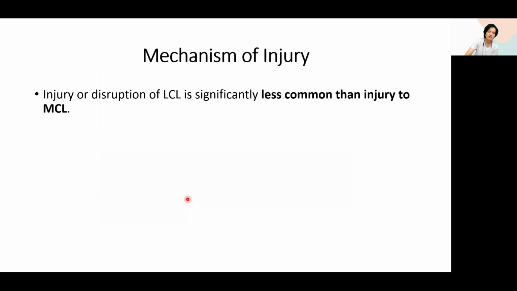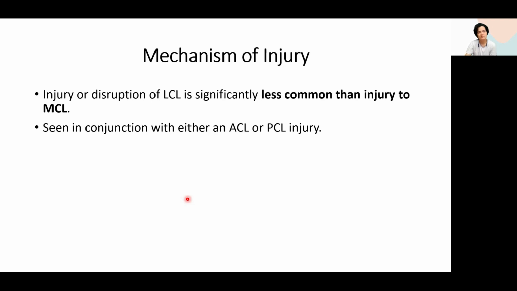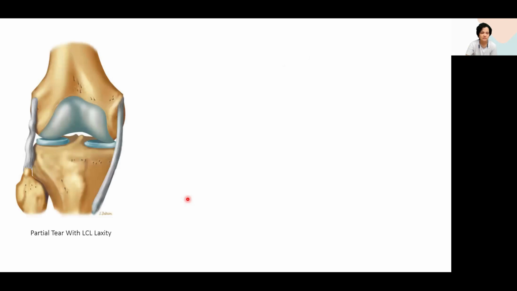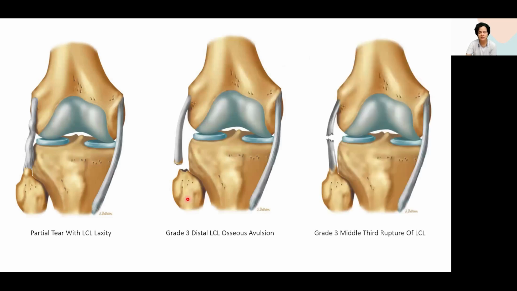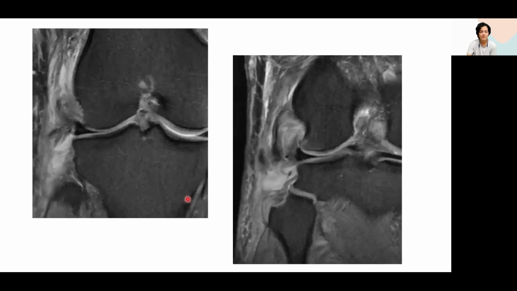Injury or disruption of LCL is less common than injury to MCL, and it is often seen in conjunction with either an ACL or PCL injury. We can see either a partial tear with laxity, or a distal LCL osseous avulsion, or a complete rupture from the middle part of the lateral collateral ligament. Here we can see there is osseous avulsion from the head of fibula, and the lateral collateral ligament and biceps femoris are gone from their distal bony attachment site. And there is a lot of edema over here.